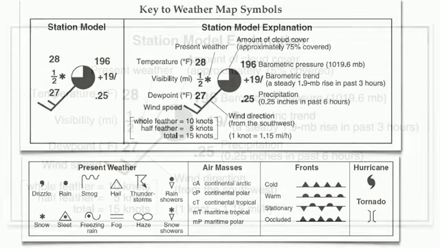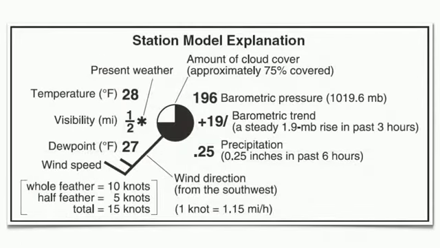So let's get started. The great thing about your station model is that all the variables are always going to be in the same spot from station model to station model with the exception of wind direction. So the first variable we're going to talk about is air temperature. That's always going to be given to you in degrees Fahrenheit, and that's going to be in the upper left-hand portion of your station model. Below that is going to be your visibility. That's going to be given to you in miles, sometimes as a fraction, sometimes as a whole number. It's basically how far you can see.